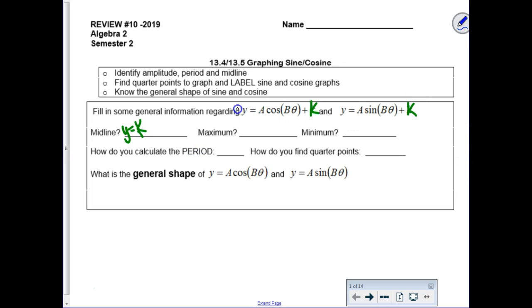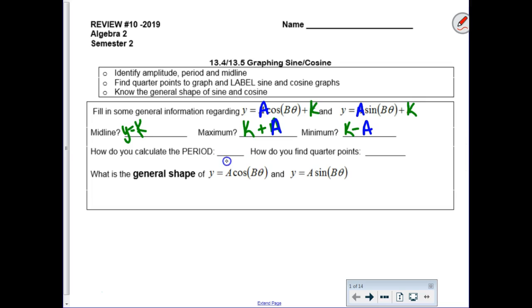So the maximum line is going to be your midline, so your k, and then plus the a value. So the a being the size of the wave, so this number in front of the sine or this number in front of the cosine, either one. The minimum line is going to be starting at your midline, but then you're going to subtract the a value. And you really don't need formulas for max and min when you're graphing, because it just becomes kind of intuitive from the graph. How do you calculate the period?